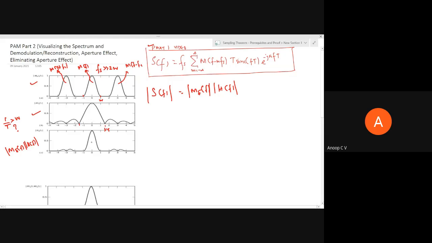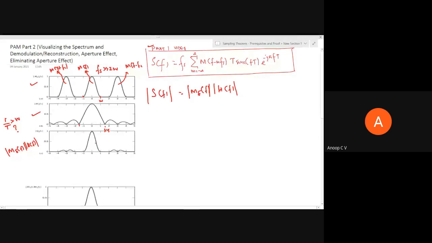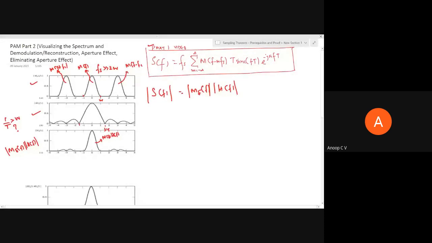So here, this region alone, I can tell it is nothing but M of f times H of f. Can I tell only this region? Why? Because there are spectral nulls. Only this region is M of f into H of f, and this M of f is our spectrum of the message signal. So this entire thing is the spectrum of the PAM signal.